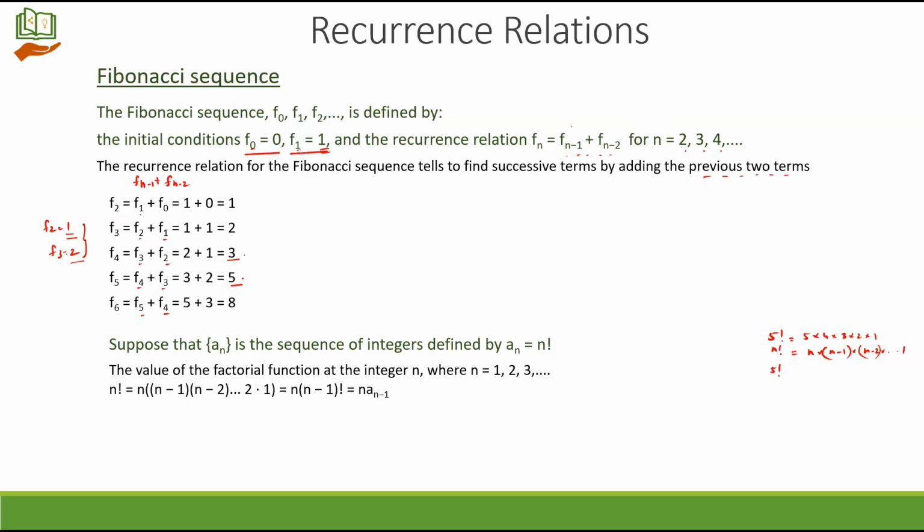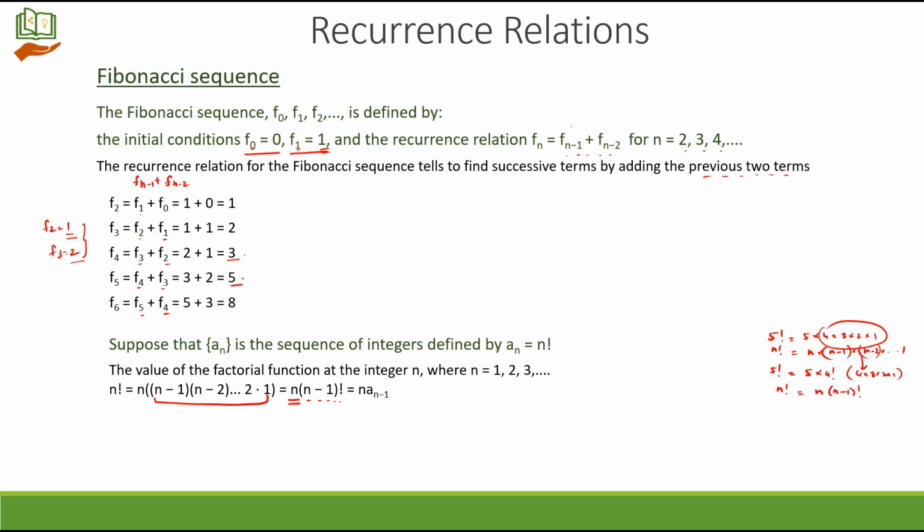So this 5 factorial can be represented as 5 into 4 factorial. What is 4 factorial? 4 into 3 into 2 into 1. Do we get this sequence completely here? Yes. So this can be expressed as n factorial is equal to n into n minus 1 factorial. This n minus 1 factorial expansion is what they have given inside the brackets as n minus 1 into n minus 2 into up to 1. So this can be expressed as n into this n minus 1 factorial, which can be treated as the previous term of the sequence. So this is a n minus 1.